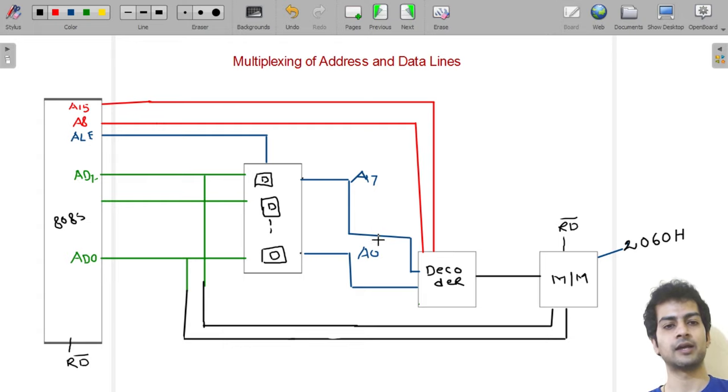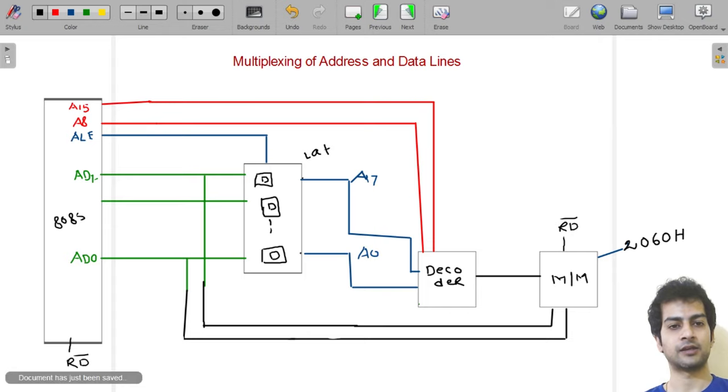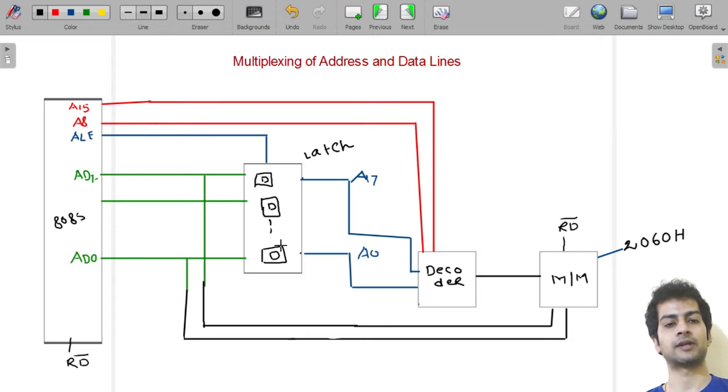Okay, it is fine. Then here we are having a latch. This module is called a latch. It is an external module which is connected with the microprocessor.